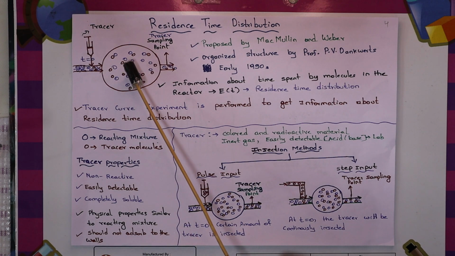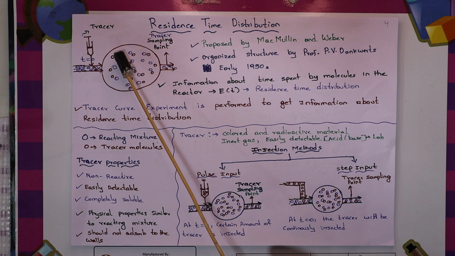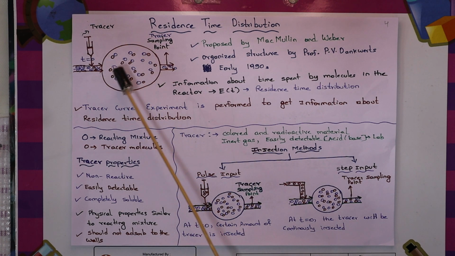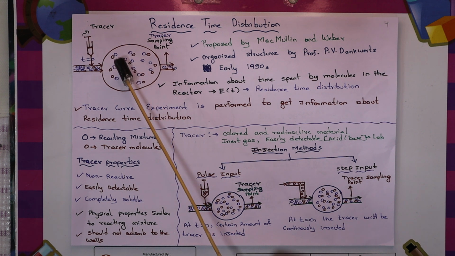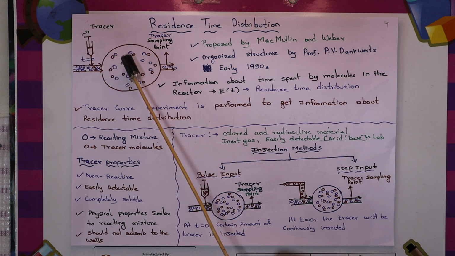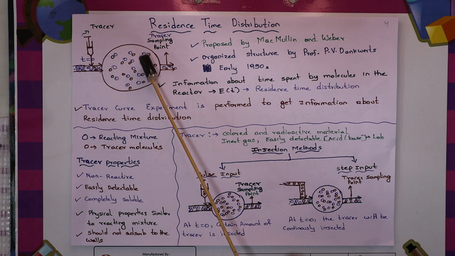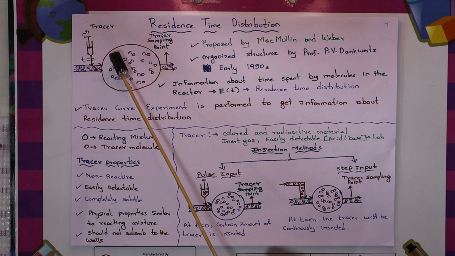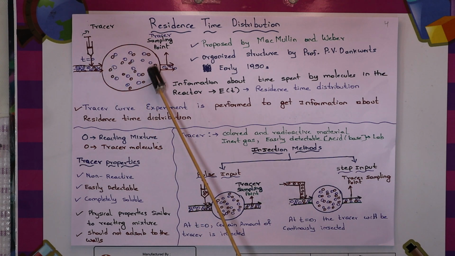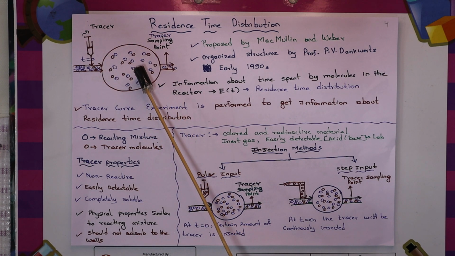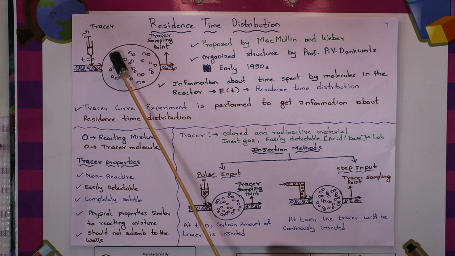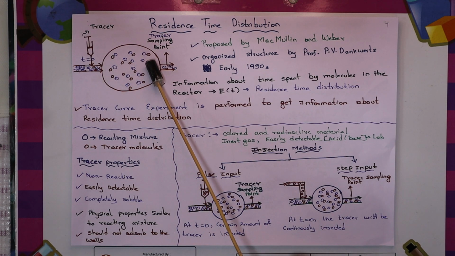Completely soluble. Okay, it has to be soluble in the reactants, because if it is not soluble, it won't follow the path followed by the remaining reactant molecules. The tracer should be dissolved with the other molecules in the mixture, so that the path followed by the reaction mixture is the same path followed by the tracer molecules. It should be completely soluble.